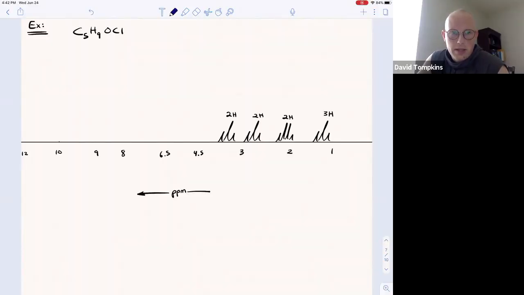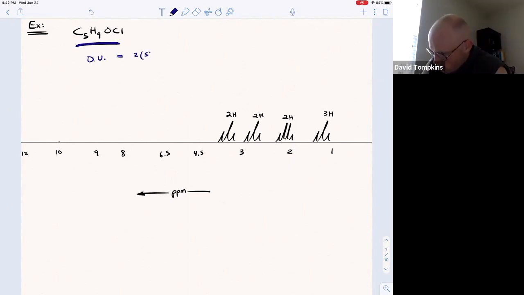Okay, so now in this lecture, I'm going to continue our discussion of proton NMR and structural elucidation. This time, the unknown compound has molecular formula C5H9OCl. So with 5 carbons, the degrees of unsaturation is 2 times 5 plus 2.